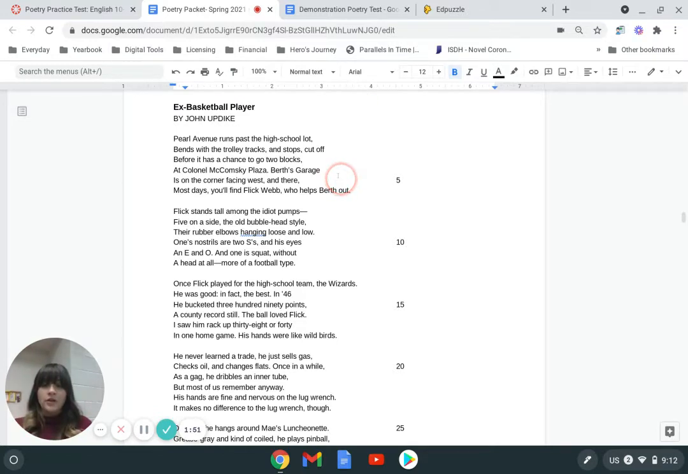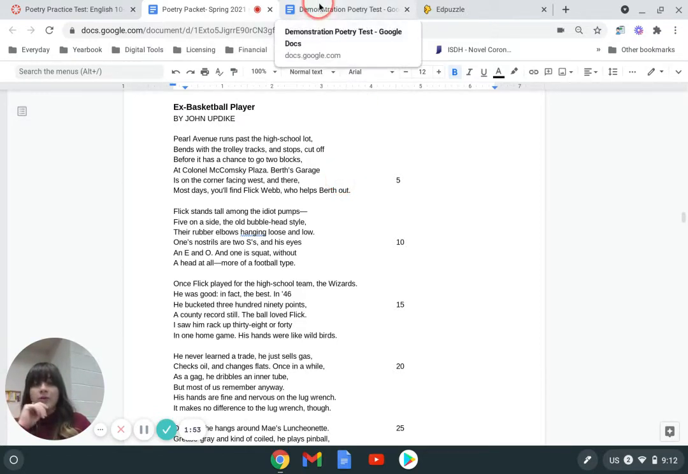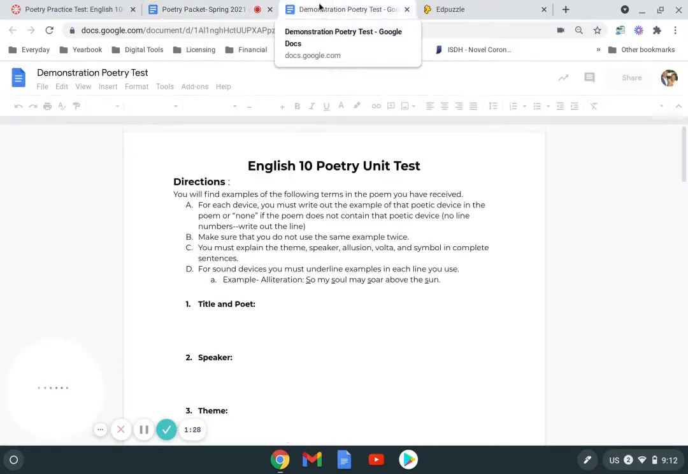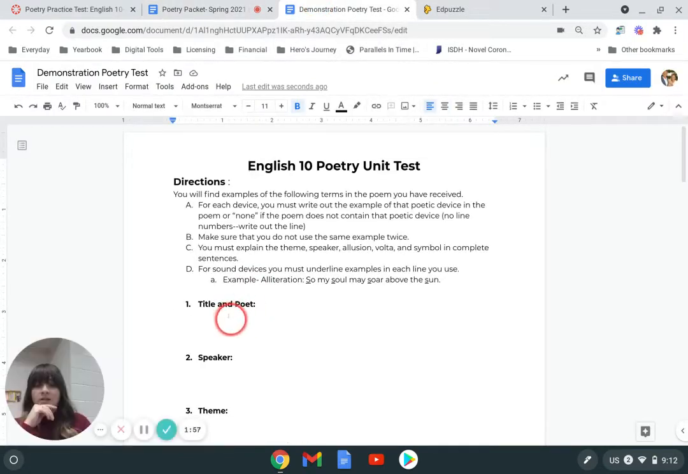And so the very first thing that I want to do for the test is make sure that I record the title and the poet, okay? So I'm going to make sure that I'm following the formatting for citing properly on the test, okay? This is important. Now, you are only working with one poem, so instead of putting the author's last name in parentheses, all you really need to do is put the line numbers in parentheses after the quote that you're using.